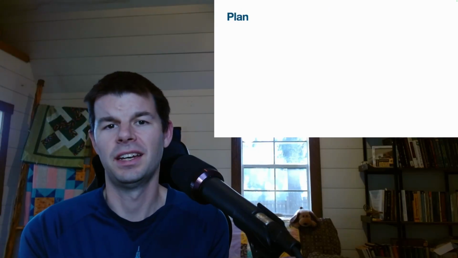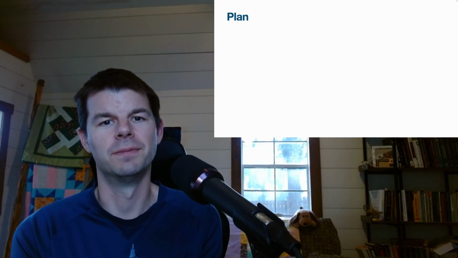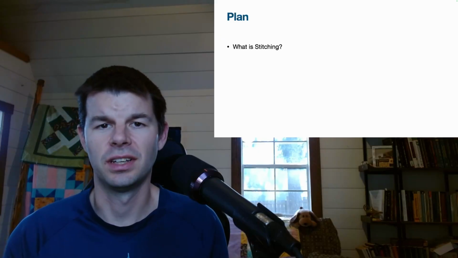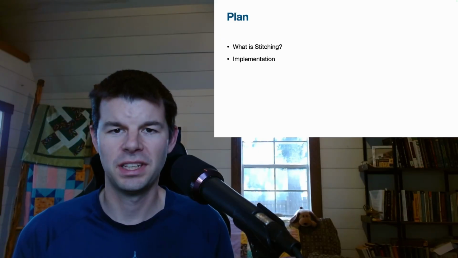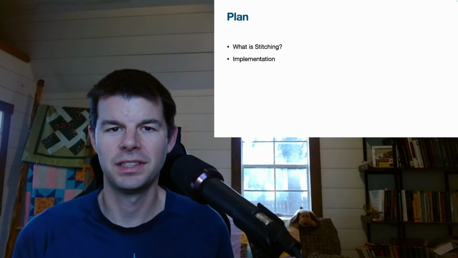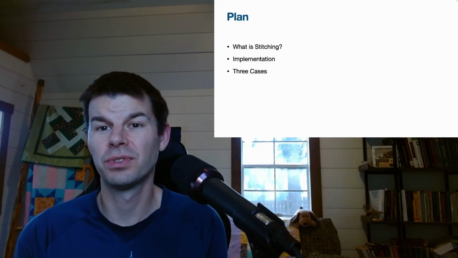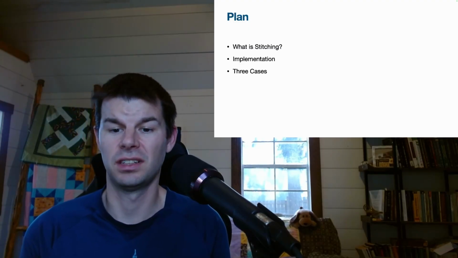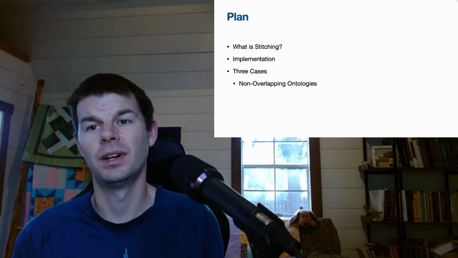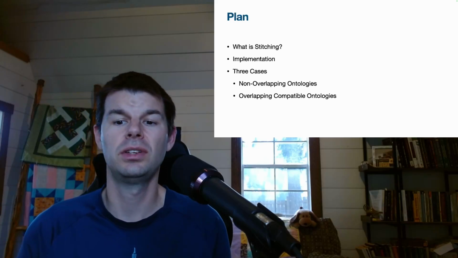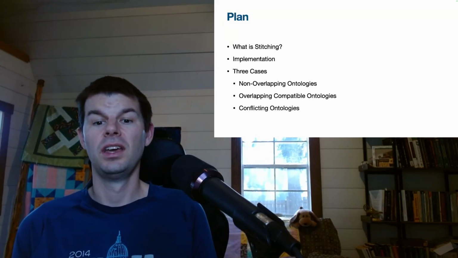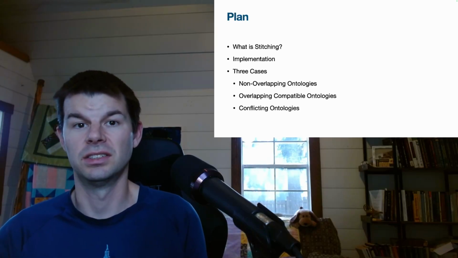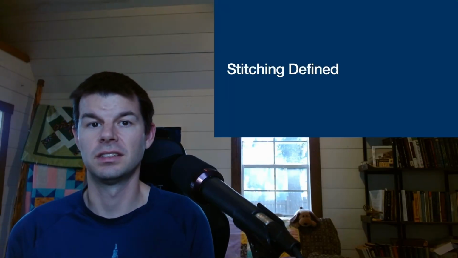Our plan for today, I'm going to try and be quick. Let's see if I can do it. First, what is stitching? I'll tell you what I mean by this whole thing. It's not just about quilting and Frankenstein. Implementation. When you have stitching by tying ontologies together, how does that work? And then we're going to look at the three different main cases for stitching together ontologies. Those are case 1, when you have non-overlapping ontologies, case 2, when you have overlapping but compatible ontologies, and then case 3, when you have conflicting ontologies. That's the hardest case. Let's get to it.